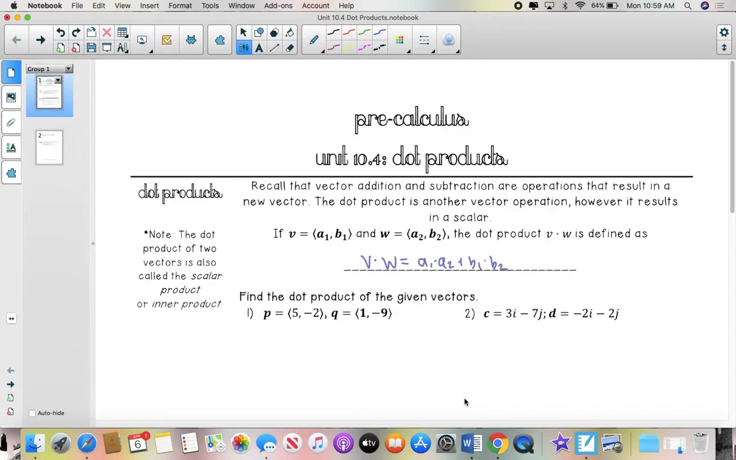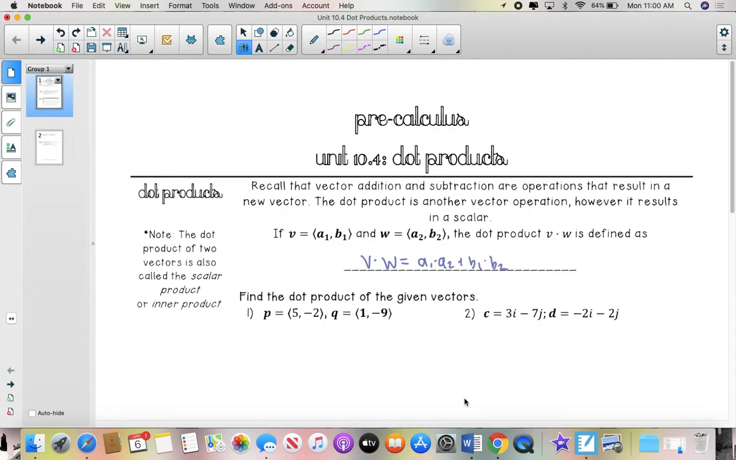Dot products is not too bad. It's basically some kind of multiplication and addition, because multiplication and addition are the same thing. They also call it scalar product or inner product, and that basically just means you're multiplying information. The first term is multiplied with the first term, the second term with the second term.